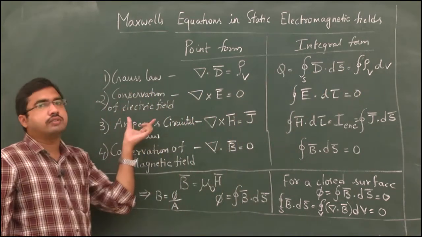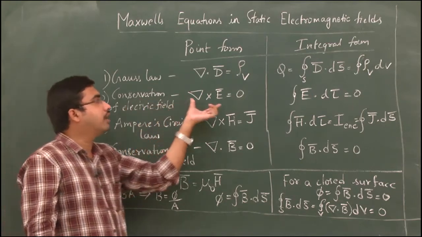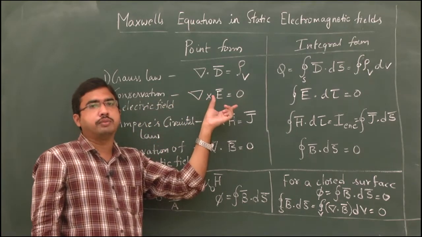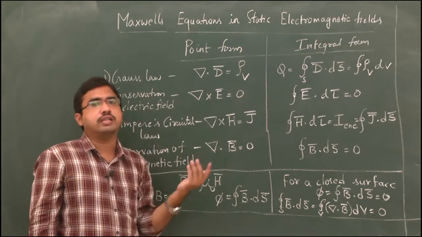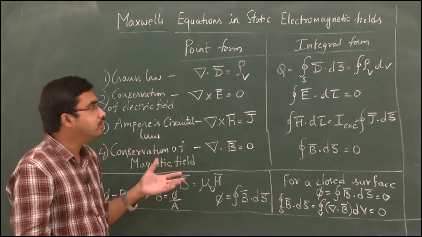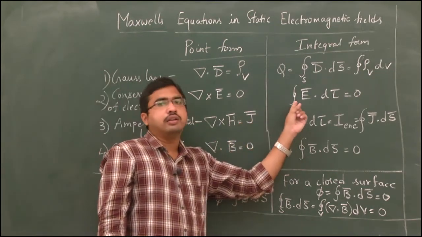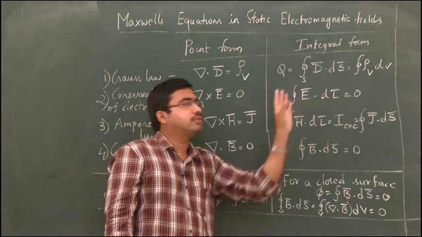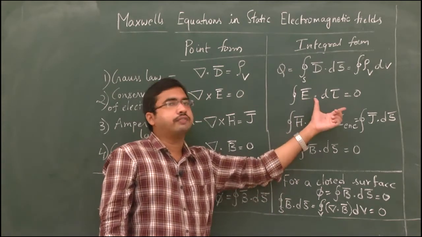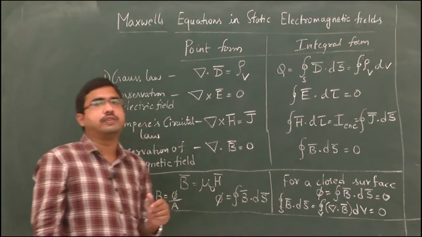Next, what is the conservation of electric field equation? Del cross E bar is equal to 0. That means for a closed path, your potential difference is equal to 0, and similarly, integral E bar dot dl bar is equal to 0. This we have already defined during the conservative field definition.